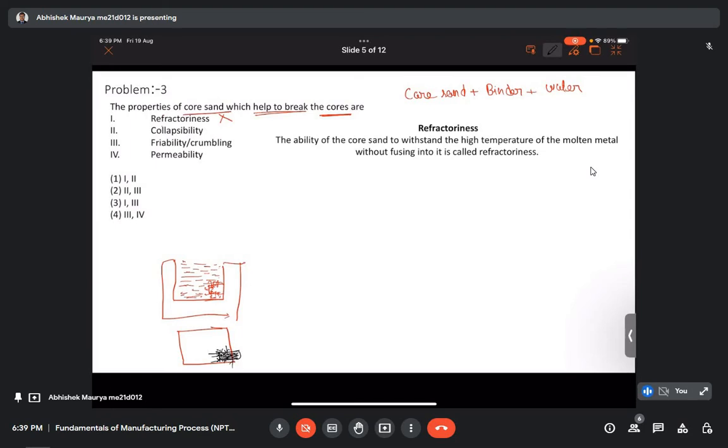Collapsibility is defined as the ability of the core sand to collapse after the casting has solidified, because we have to remove the core also. Once we get the casting after the solidification, we have to remove this, so that our final component looks like this. This cavity we will get only after removing the core.